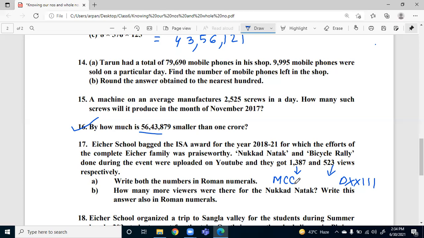No, ma'am. M means 1000 and double C means 200. Yes, so we will write one more C. Okay. Yes, ma'am, then we will write L.